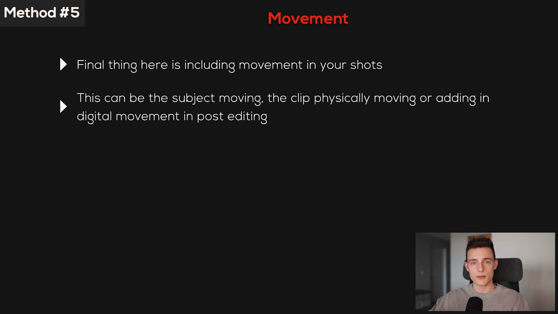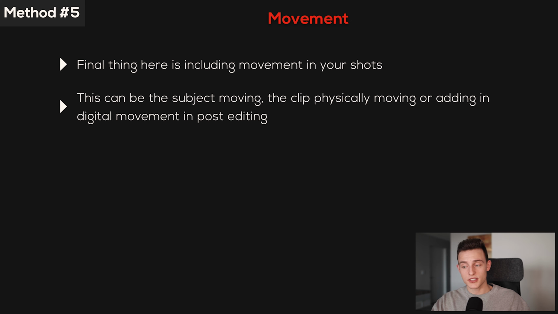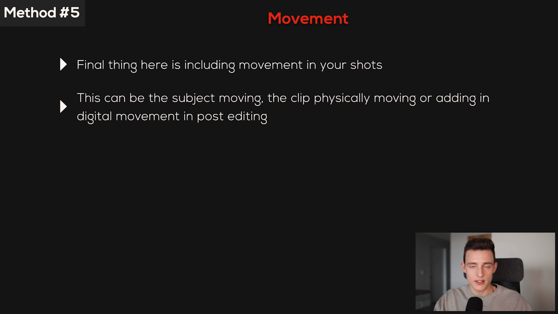This can be things like the subject moving. So if you're filming a person, the person can be doing something, performing an action, moving forward or backwards, whatever it may be. The clip physically moving, like panning your shots, like I showed you that shot of the desk, I was moving in instead of just staying static. Or adding in digital movement in post editing. So what I mean by this is adding in zooms, zoom outs, digital pans, whatever it may be.